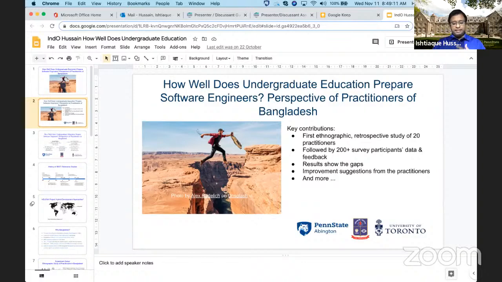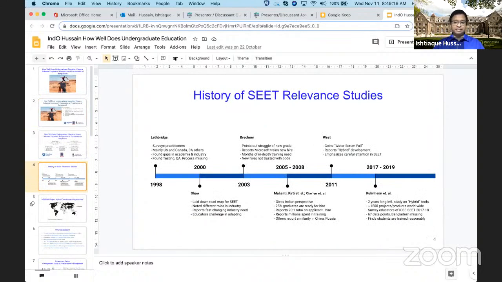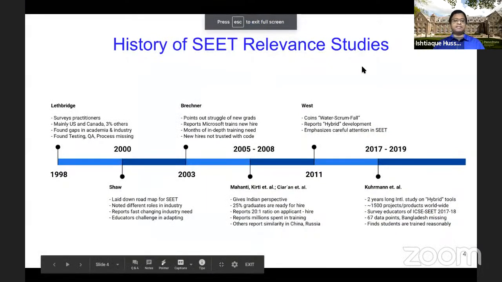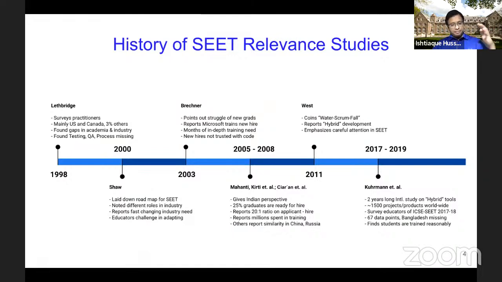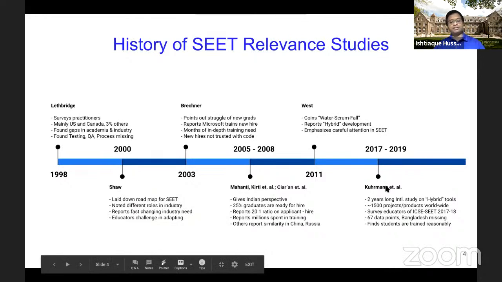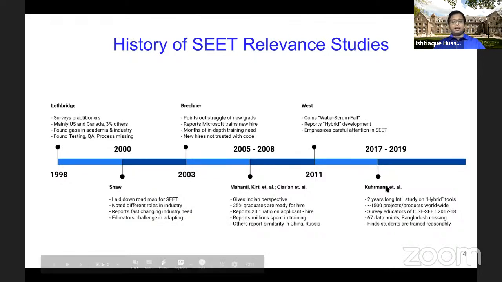Now, one thing I really want to mention, not in this teaser slide, but in this slide: it has been studied. The same problem has been studied by Lethbridge, starting in 1998 and progressing until recently, 2017 and 2019, where Garousi and others conducted a two-year-long study on what kind of tools industry is using. They studied more than 1,500 projects and products worldwide and came up with these hybrid methodologies and tools.